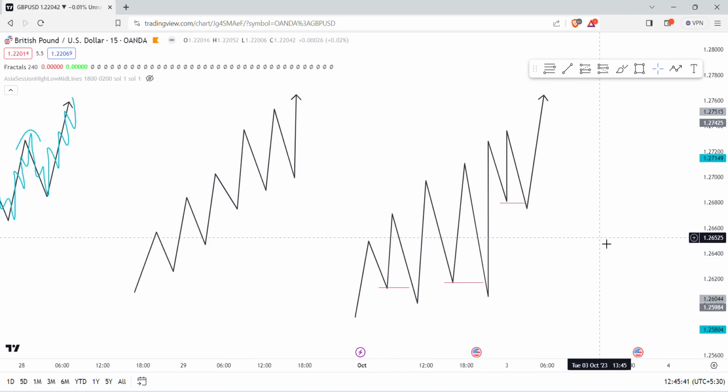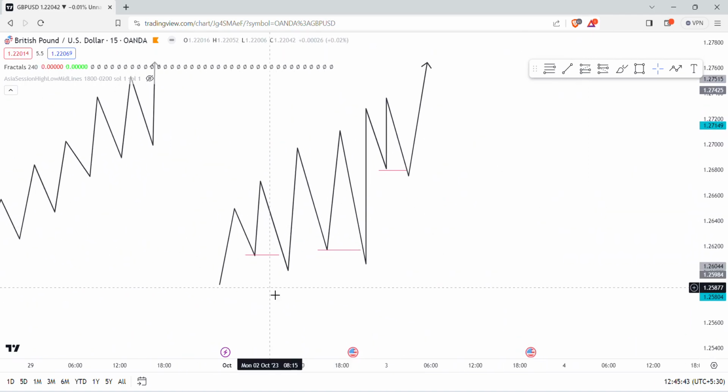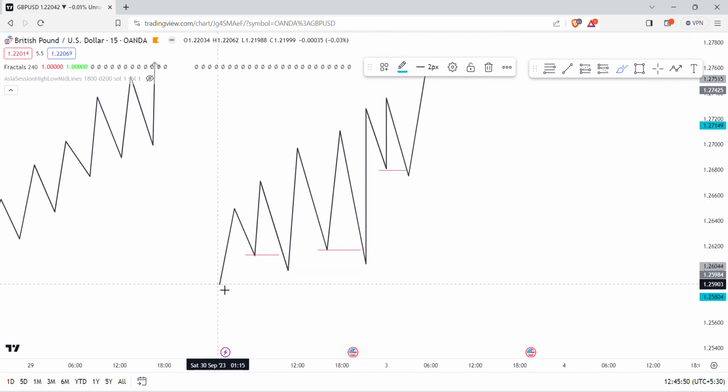I will explain how the real structure looks in the minor time frame. So let's say this was the daily time frame. This was the daily time frame. Now I will draw the 4 hour time frame.